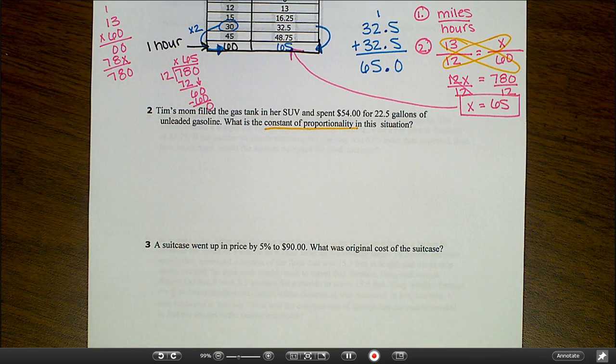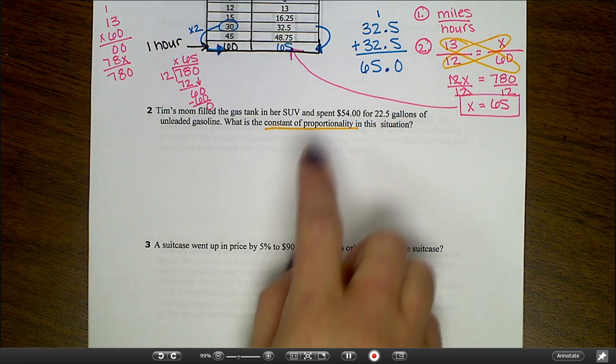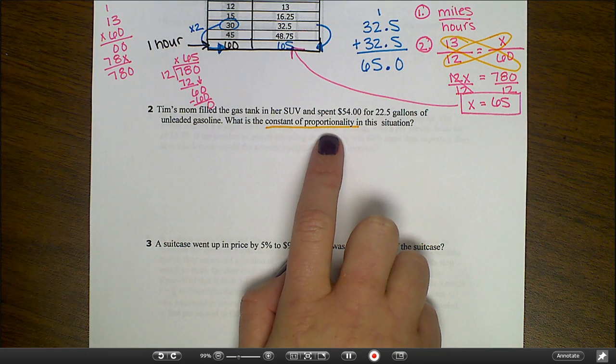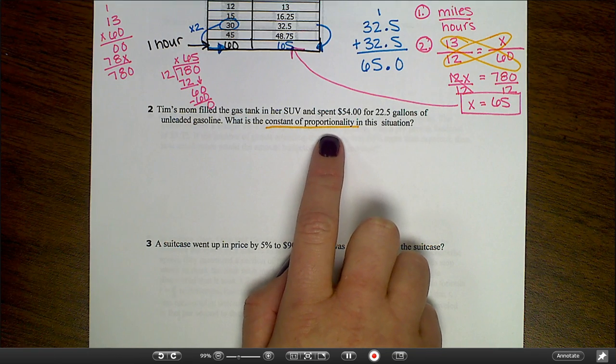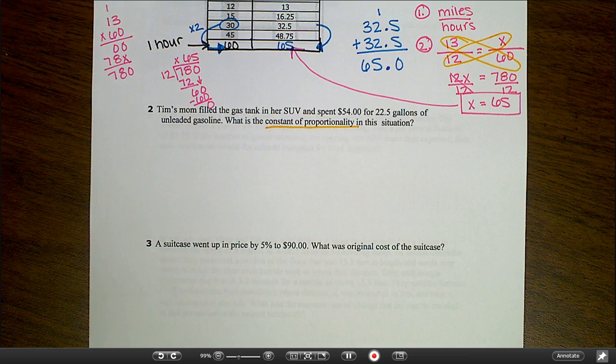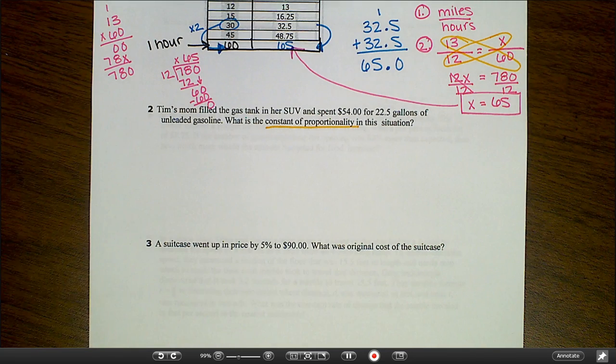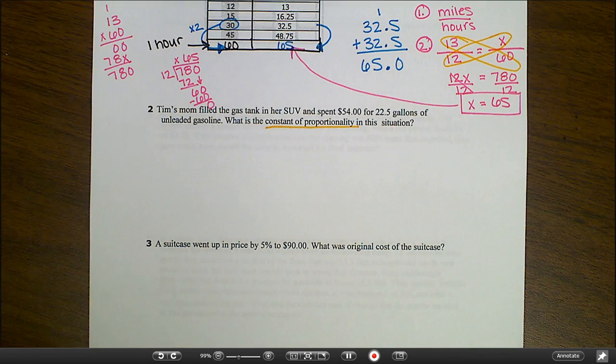Well, the first thing that I need to look at is here where it says constant of proportionality. That means that I'm looking for the constant, which means that I'm looking for how does my price change based on the number of gallons. So all I'm doing here really is finding the unit rate. Now there are two ways to find the unit rate. We can set up a full proportion.